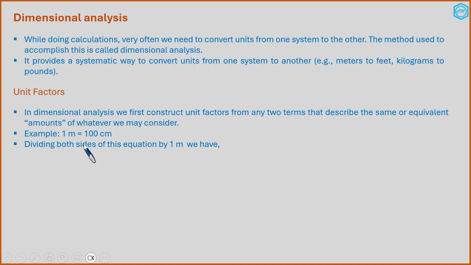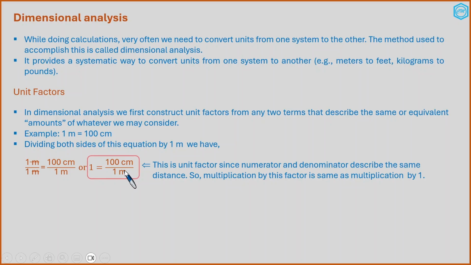Now we divide both sides of this equation by 1 meter. Then we have 1 meter by 1 meter equals 100 centimeter by 1 meter, or 1 is equal to 100 centimeter by 1 meter. So this term is a unit factor. This is a unit factor since numerator and denominator describe the same distance. So multiplication by this factor is the same as multiplication by 1.